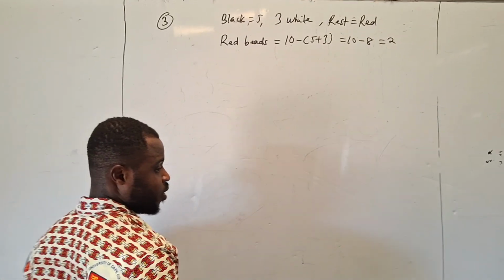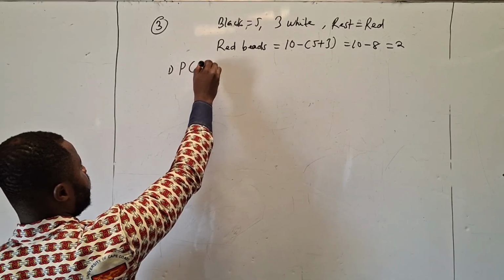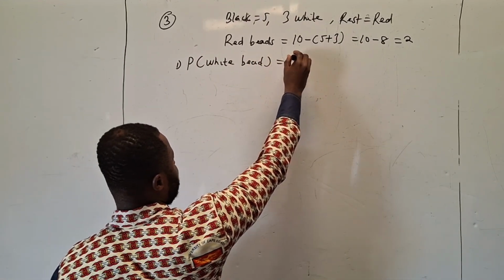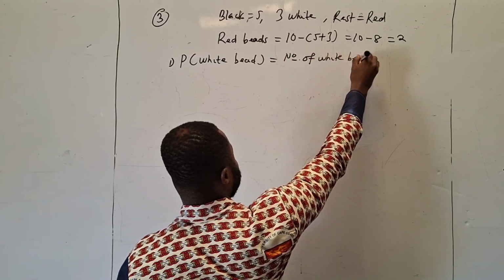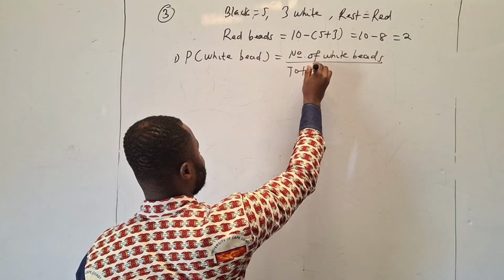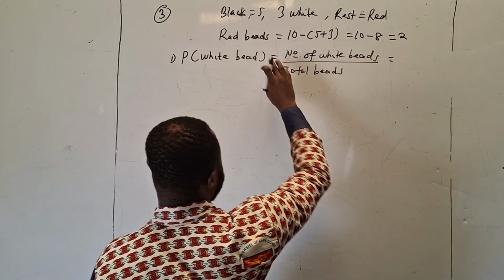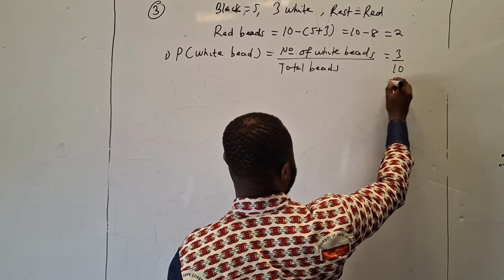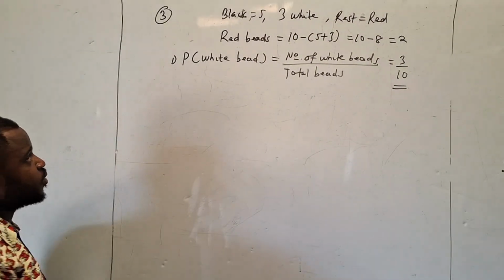So we have to find the red beads before we can proceed with our question. So part (i) says the probability of picking a white bead. The white bead will be the number of white beads over the total beads. So how many white beads were there? 3. The total beads are 10. You can't simplify this. So this is the probability of obtaining a white bead.